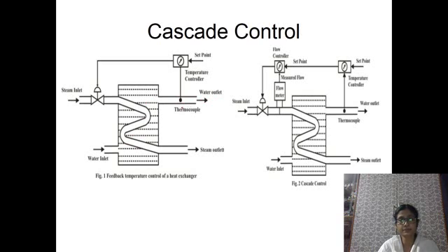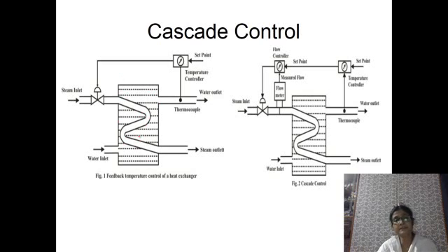The outlet temperature is measured by the sensor, and this is the controller. The set point is given, and accordingly the controller will place the control valve in order to adjust the steam flow path, the steam flow rate. So this is the cascade control. This is the normal feedback control system for a heat exchanger.